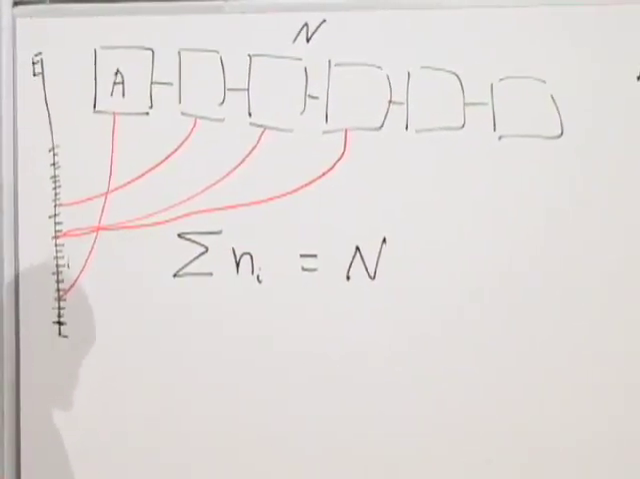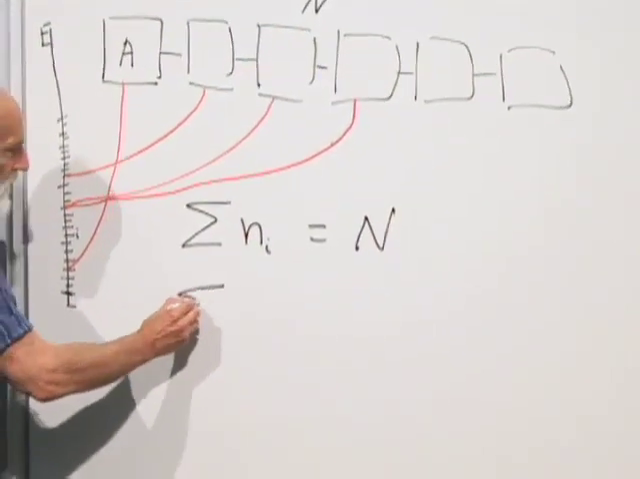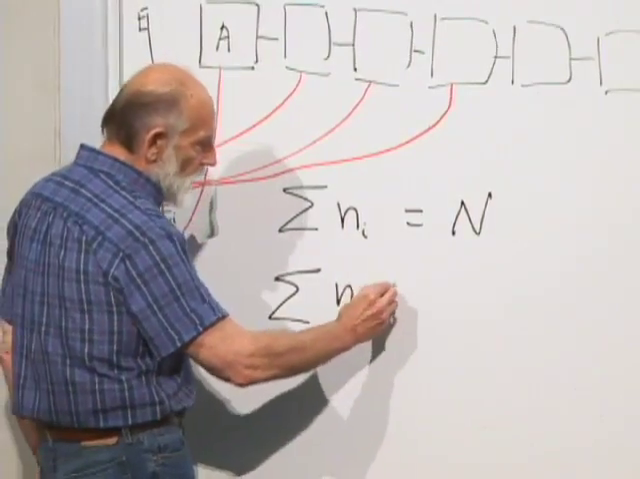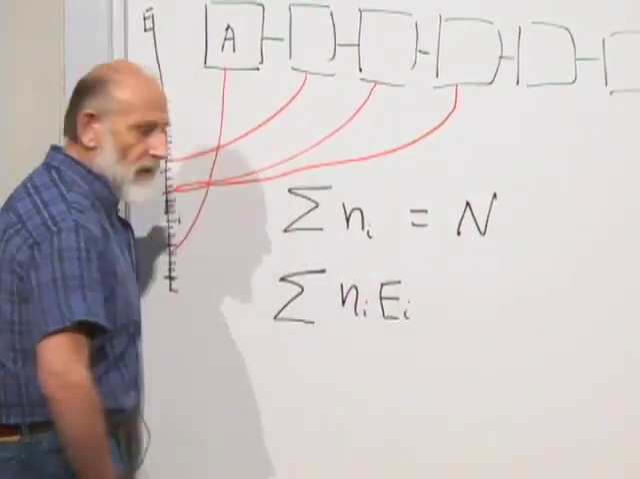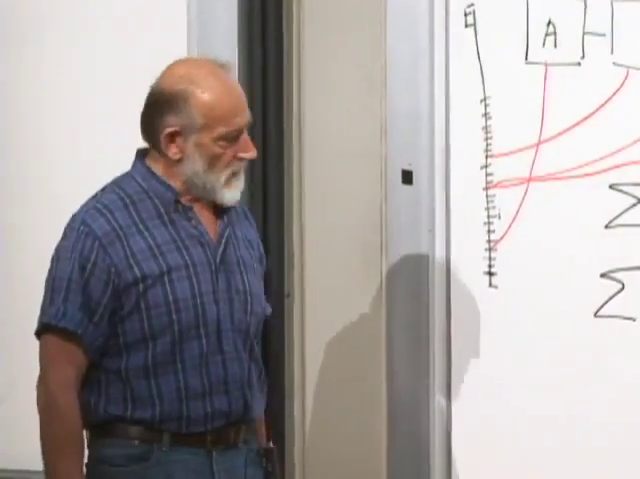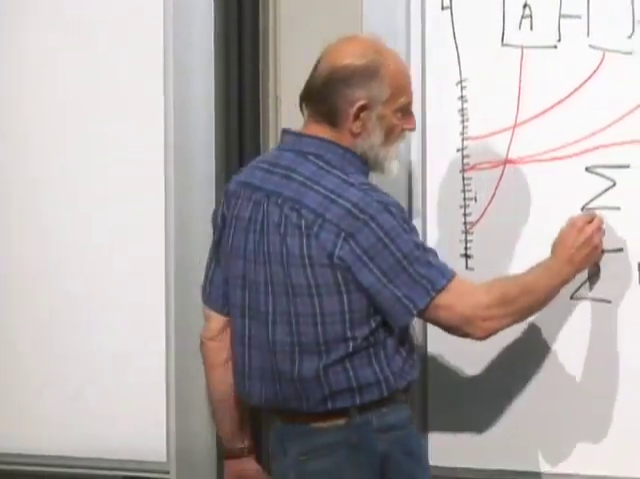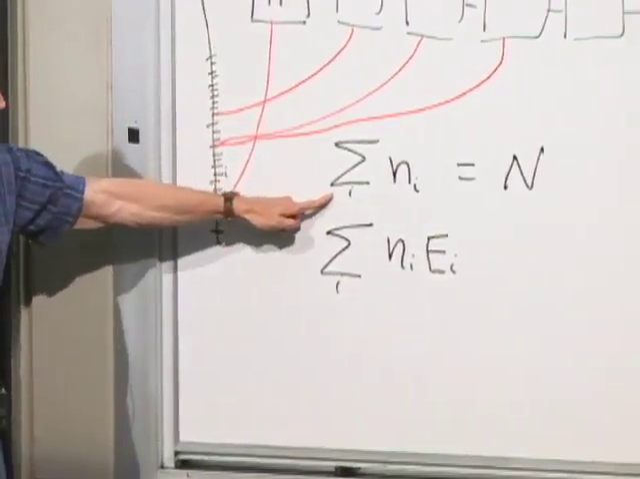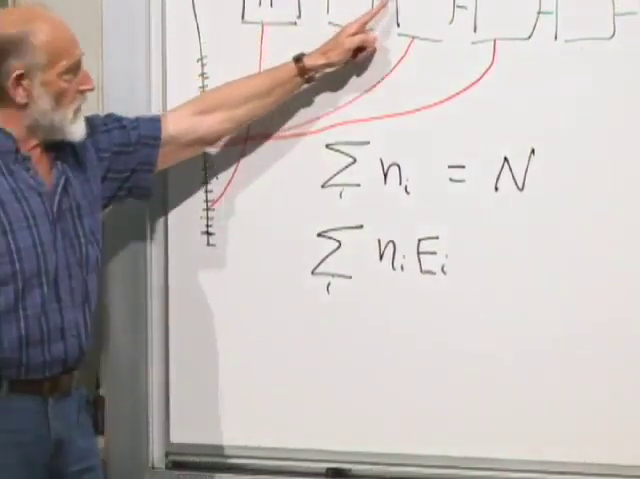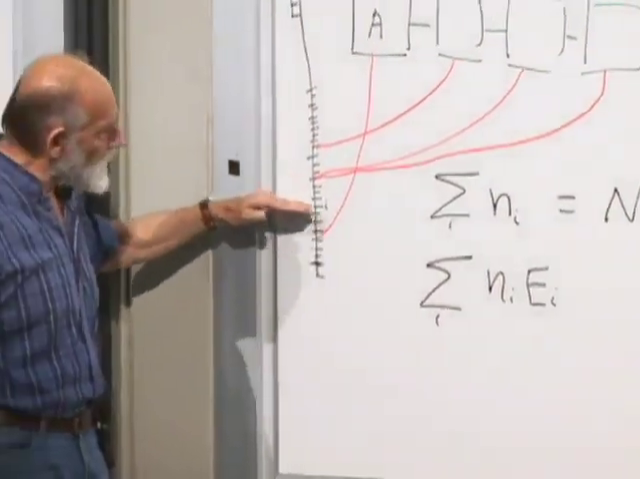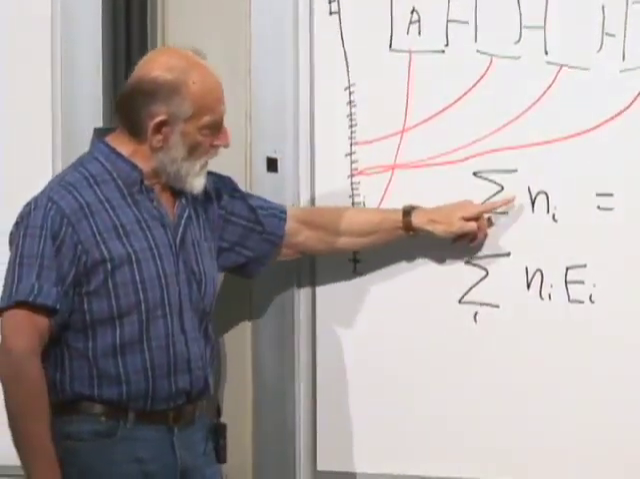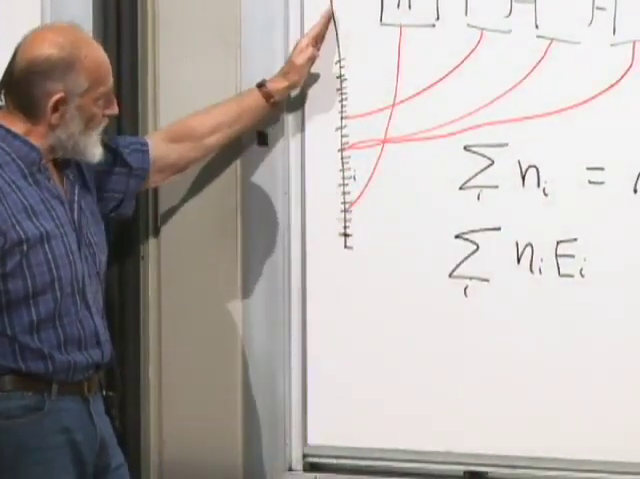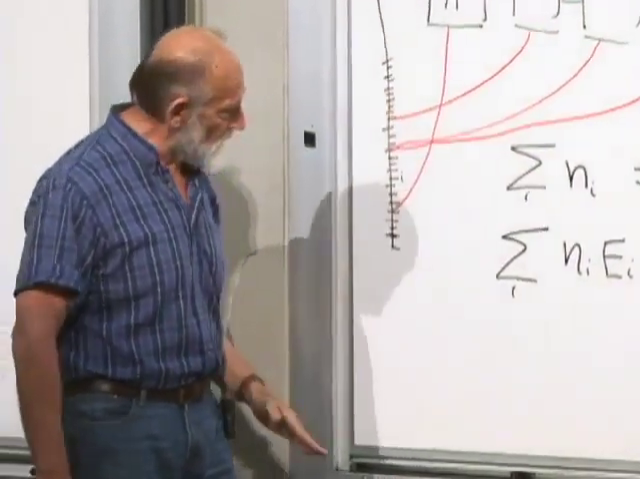First statement. Next statement. If we take the number of boxes in the state I times the energy of the ith state, that gives us the total energy. Sum over I. Let's be very clear now. This sum is not the sum over the boxes. It's the sum over the energy levels. The number of boxes in the state I. So I labels states, not boxes. So don't get confused by that.